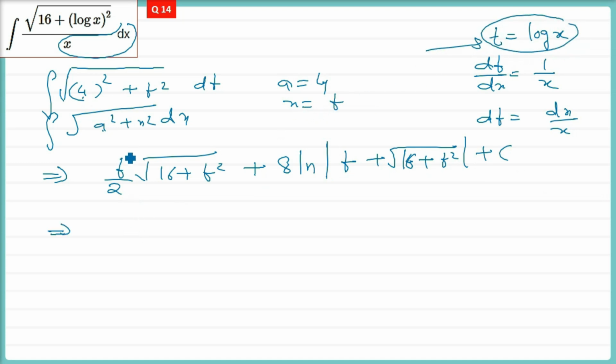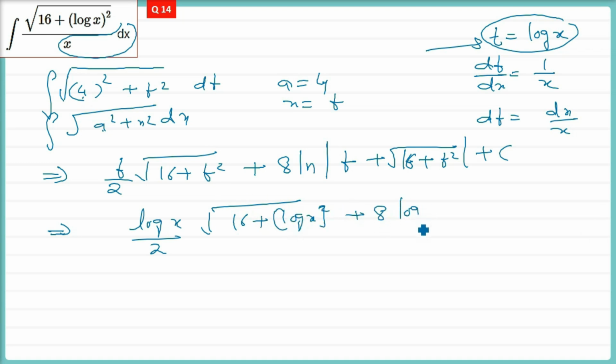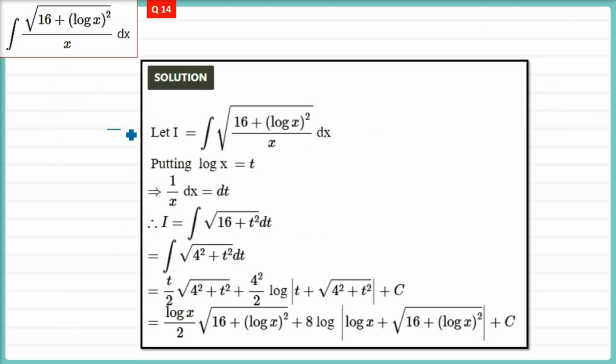So wherever you get t, just replace it by log x. So in place of t use log x. So log x divided by 2 under root 16 plus t square, which is log x whole square, plus 8 log base e, ln, so log x plus under root again 16 plus log x whole square. t square is log x whole square. And then we have a constant of integration. This is your integration result. And this is how you are going to go about it. If you understand log x differentiation is 1 by x, this question will be quite easy for you, along with the under root a square plus x square formula, or x square plus a square under root integration formula.